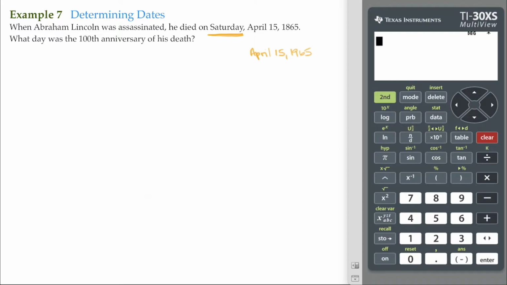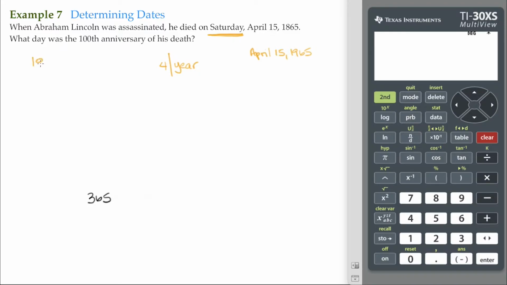Now we know that there are 365 days in a year. But some years have a leap year, adding an extra day in the year. And leap years are determined when 4 divides into the year. So I know that 1865 was not a leap year because it ends in a 5, and 4 will not go into it evenly. It does not divide into it. So we'll try the next year.